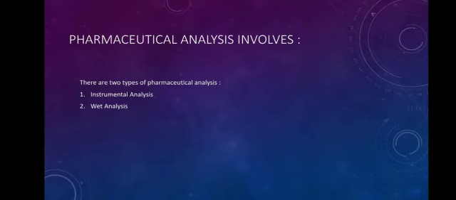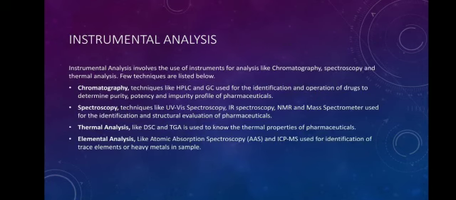Pharmaceutical analysis involves two types of analysis. The first one is instrumental analysis and the second one is wet analysis, which is a part of wet chemistry. Instrumental analysis, basically what is this? It is the use of various instruments for the analysis. Basically it involves chromatography, spectroscopy, thermal analysis and elemental analysis.